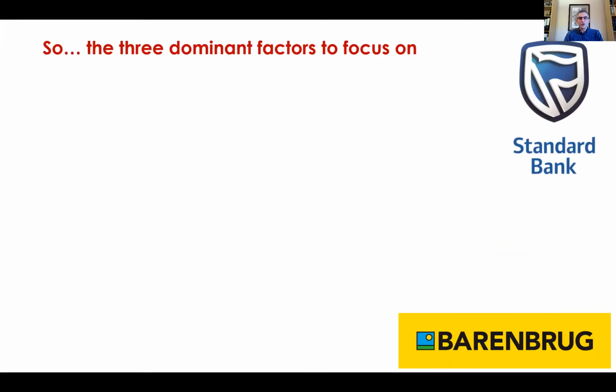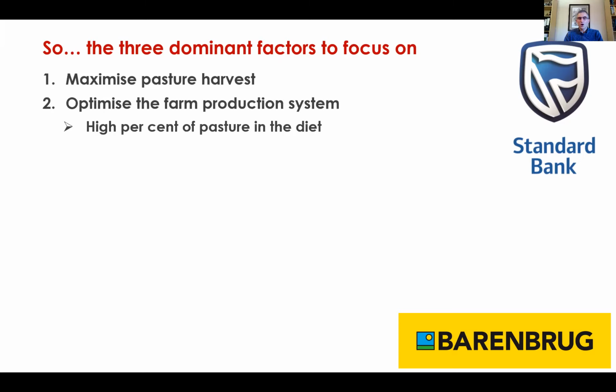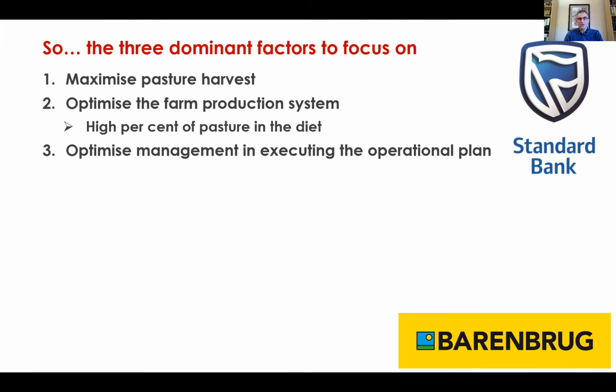So the three dominant factors to focus on to improve profitability are: 1, maximize pasture harvest; 2, optimize the farm production system by targeting a high percent of pasture in the cow's diet; and 3, optimize the execution of farm management in pursuing whatever operational plan you have set for the year.